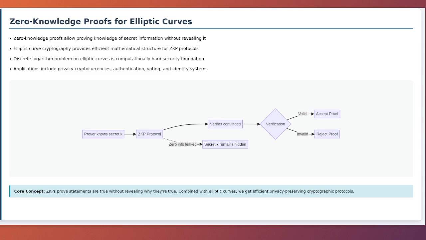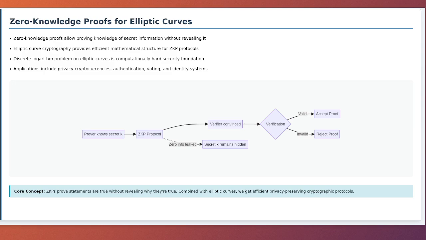Throughout this presentation, we'll build from foundational concepts to practical implementations. We'll start by understanding what makes a proof zero-knowledge and what the 3 essential properties are: completeness, soundness, and zero-knowledge. We'll then explore the Schnorr protocol, which is one of the most elegant and widely used zero-knowledge proof systems for discrete logarithms. We'll work through concrete mathematical examples using real elliptic curve parameters, not simplified toy examples.